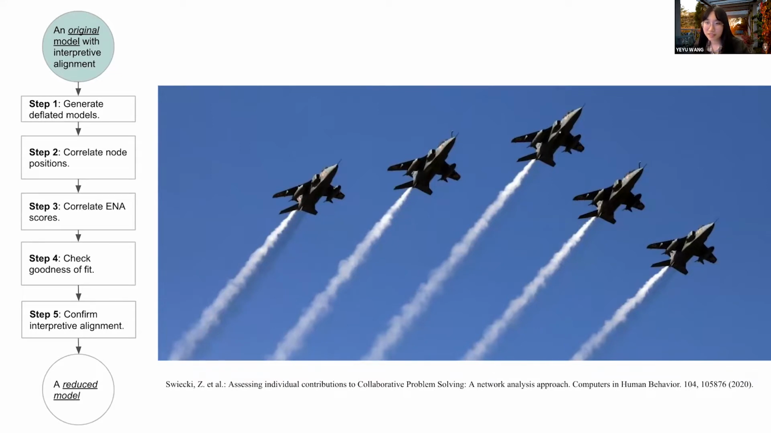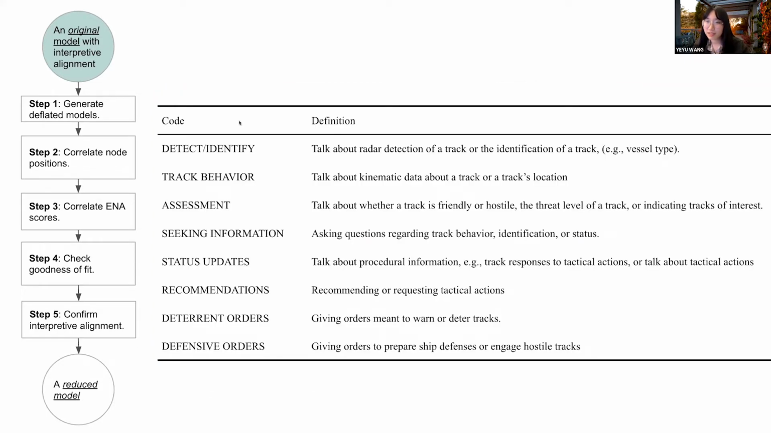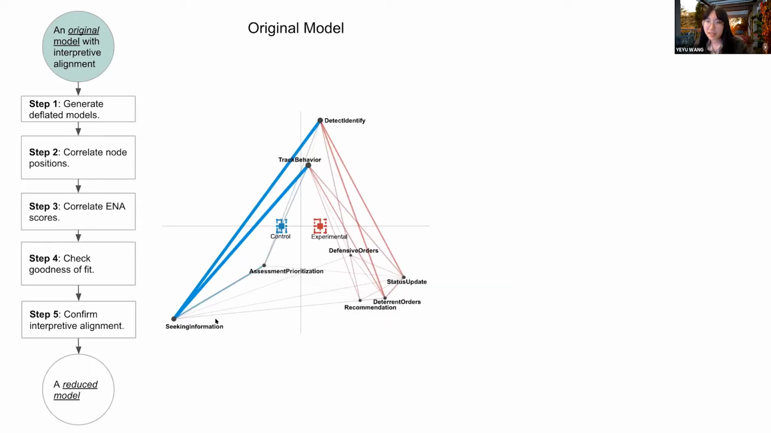There were two conditions tested in this study. Teams in the experimental condition had access to the decision-making support system, while the teams in the control condition only had the regular devices without that support system. The discourse during the collaborative problem solving was recorded, transcribed, and coded by the 8 codes here with validation. Here is the ENA model with the interpretive alignment.